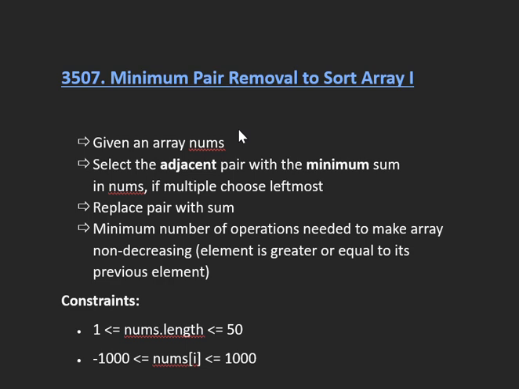Welcome to the channel. Today's LeetCode question is to find the minimum pair removal to sort an array. So we are given an array, and we have some operations that we can do.